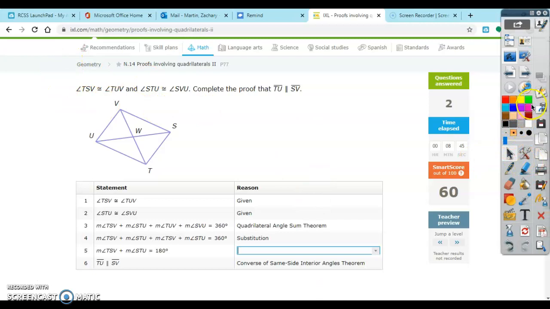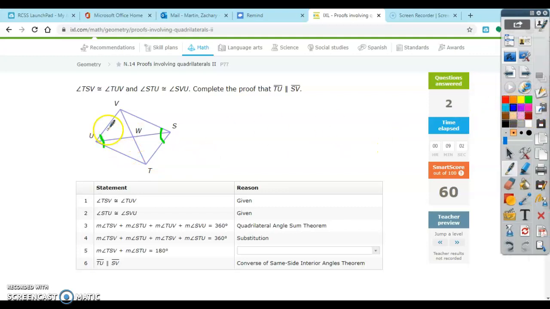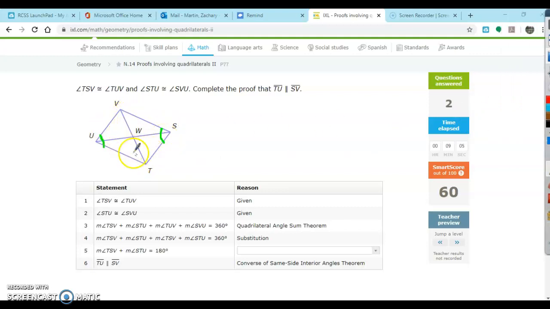I'm going to go ahead and annotate this. We know that angle TSV right here is congruent to angle TUV. So those are congruent. And we also know, let's grab a different color here, that angle STU, this angle here, is congruent to angle SVU. That's over here. So these opposite angles within this quadrilateral are congruent. Complete the proof that shows that segment TU is parallel to segment SV.